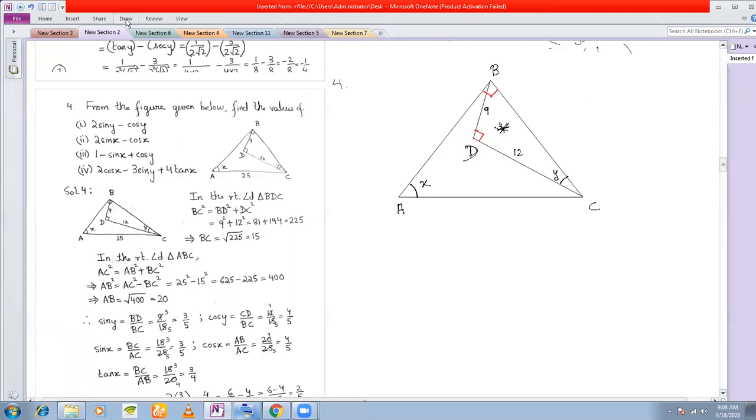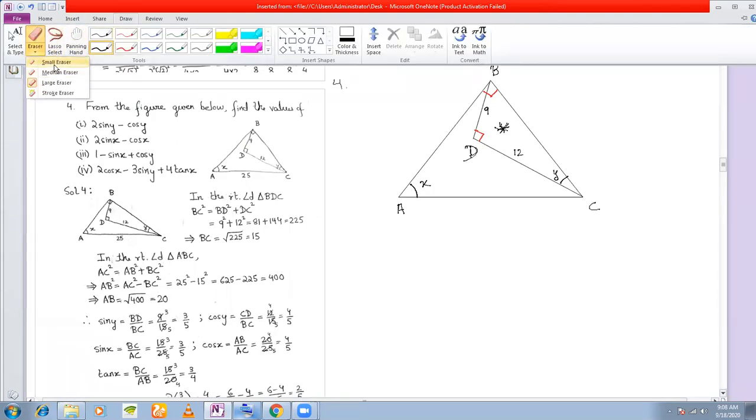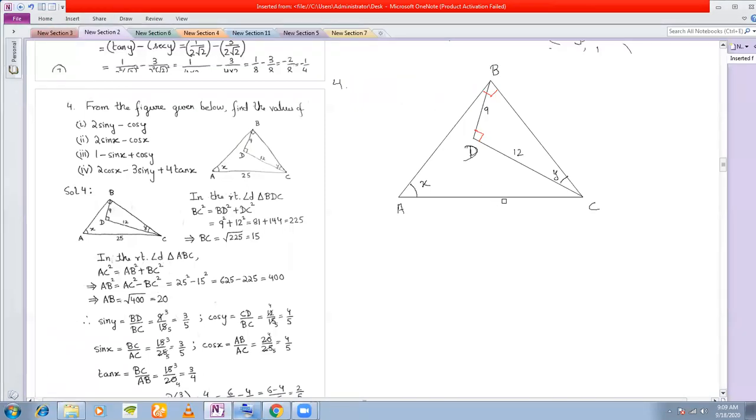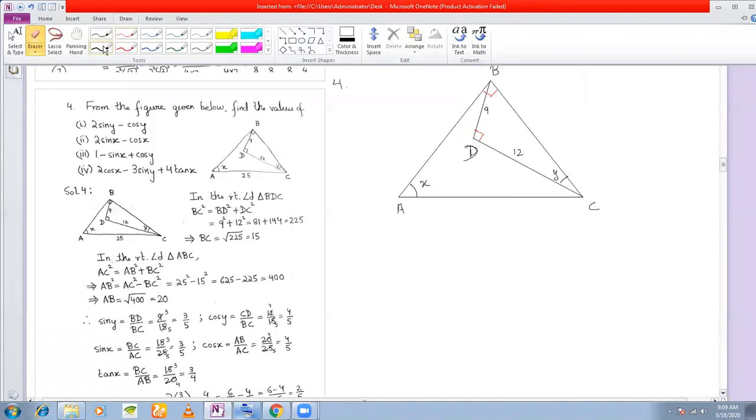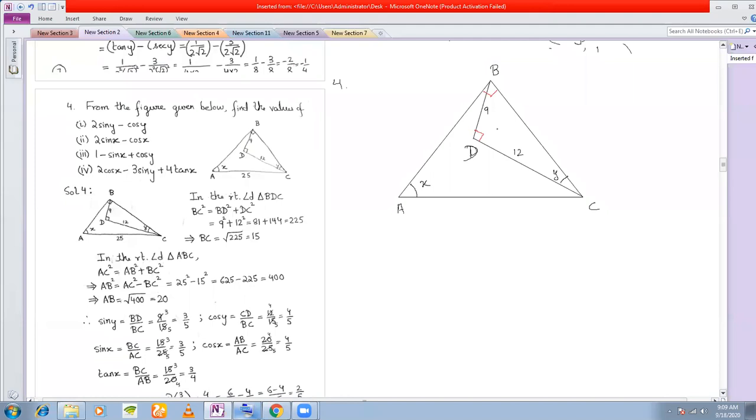Now we are going to work with these two right angle triangles. Let us consider the bigger right angle triangle first, triangle ABC. Or let's consider the smaller right angle triangle first, so the BDC, this one.